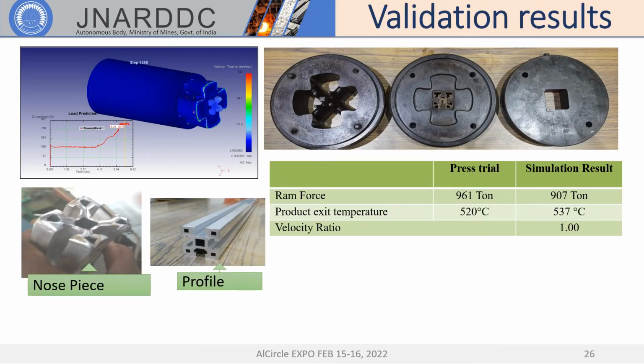Also in this slide I am showing the validation results. The nose piece of the profile indicates a very uniform profile output, and you can also see the profile. The die has 3 parts: one is the mandrel, the die cap, and there is also a small backer that is used for this profile. Also, the ram speed in the press trial and the simulation result have been compared and are almost comparable, and the product exit temperature is also comparable.